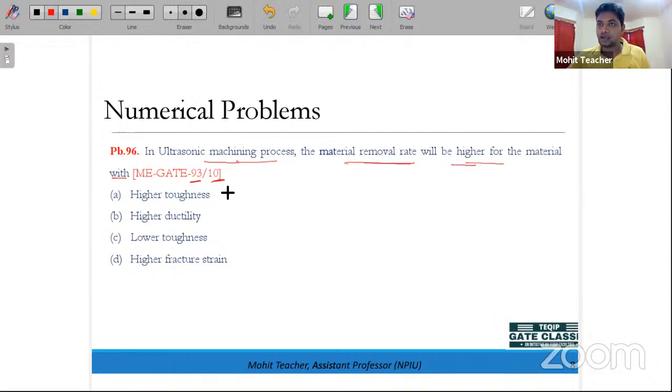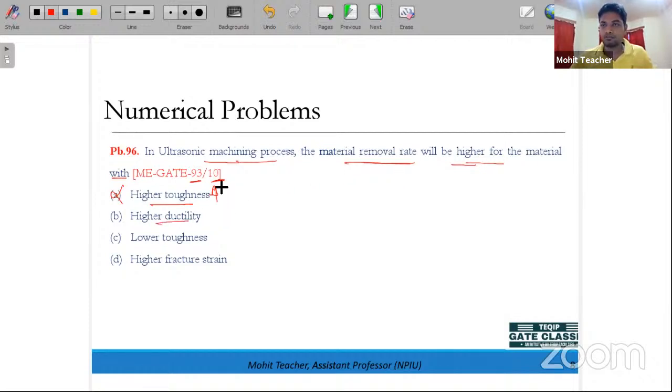First of all, check what material we are using. Ultrasonic machining is used for brittle material, where the hardness is high or the toughness is low. Because if there is toughness, the complete energy will be consumed by the material and there will be no removal of the material. So let's see these options. Higher toughness: if it is high toughness, then the energy storage capacity is also high, so it will not transfer the small amplitude that is generated. So this option is cancelled.